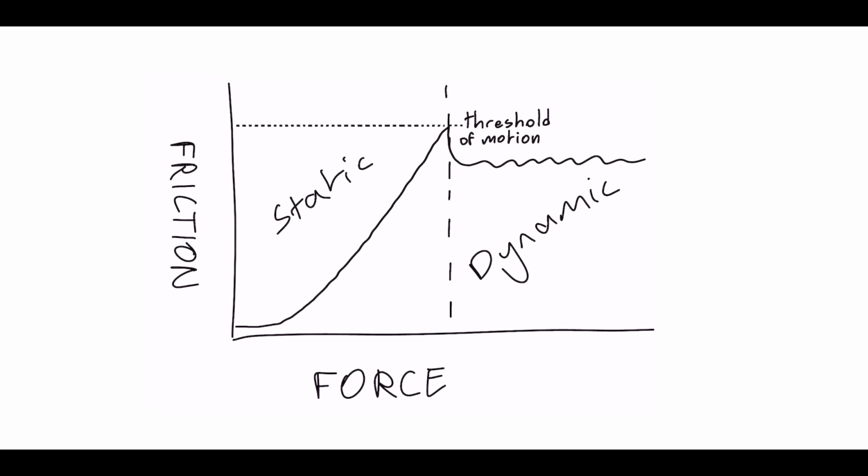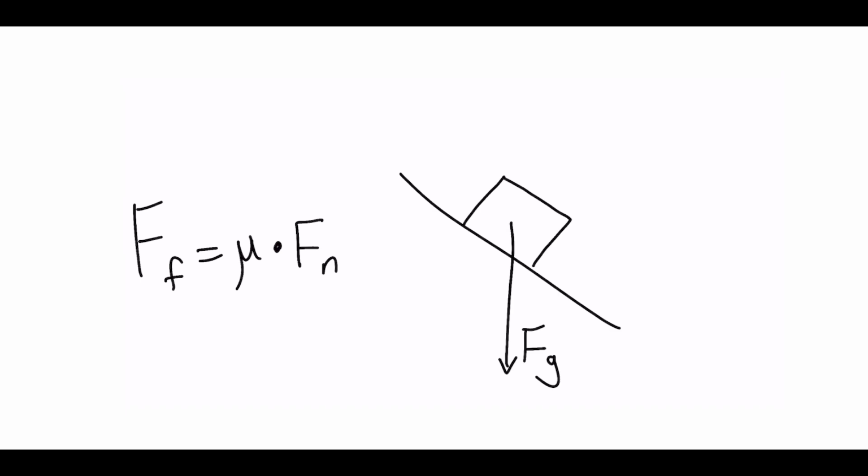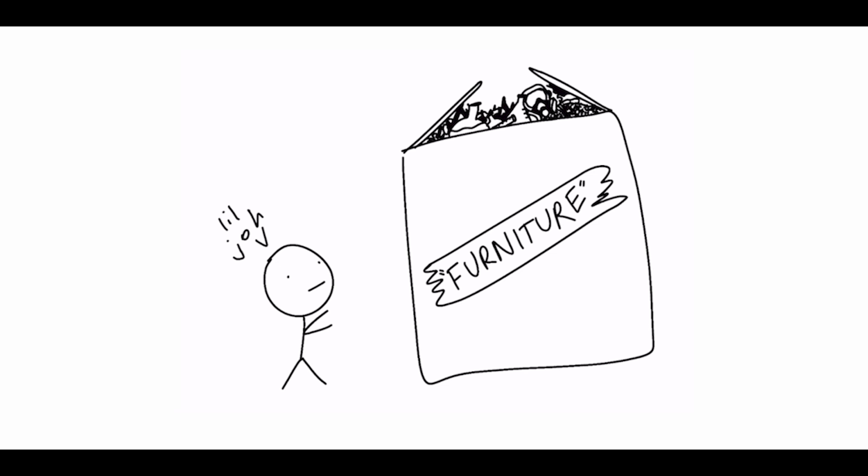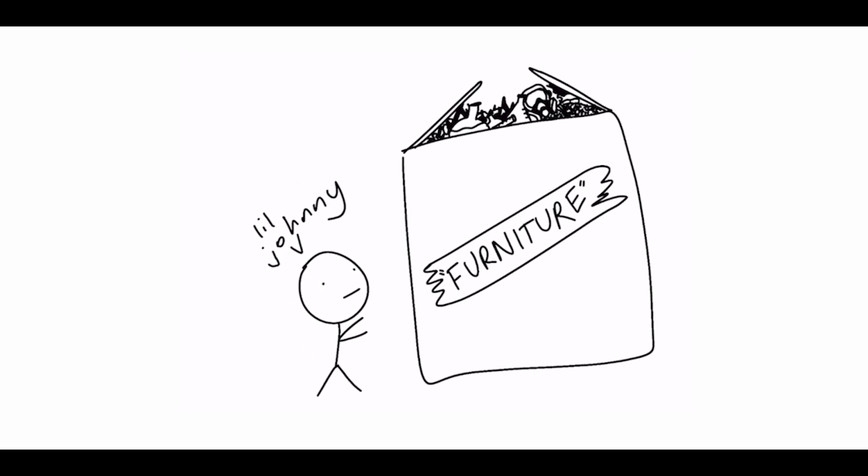There are a couple things that can affect how much frictional force is experienced by an object, however. The mathematical formula that describes this force is F equals mu times Fn, in which Fn represents the normal force to the frictioning surface as experienced by the object, as this force pushes the object and all the little bumps into the surface, making it harder to glide over them. That's why moving the box of furniture was so hard for Little Johnny.